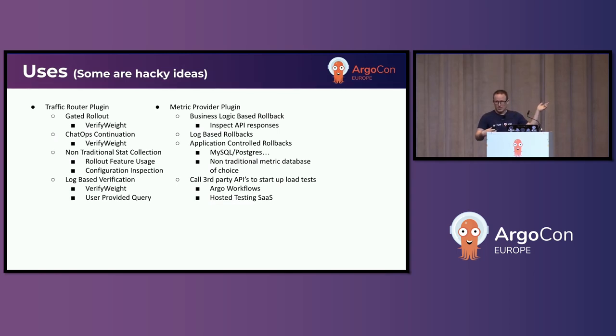Log-based rollbacks is another idea. Instead of using a metrics provider, you could have a plugin that used log queries, query Splunk, query Elasticsearch for particular errors or anything along those lines that would then cause rollouts to roll back. A whole bunch of random use cases that are powerful to play with, and I'm always looking for more ideas.